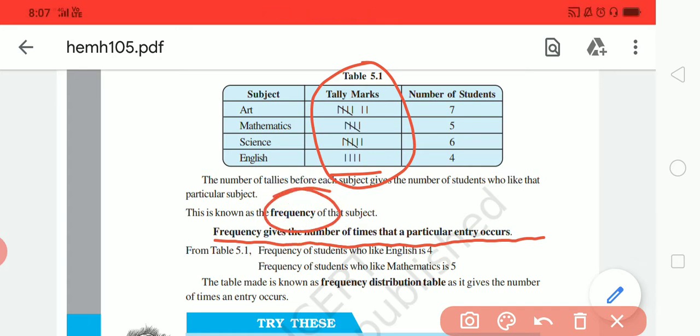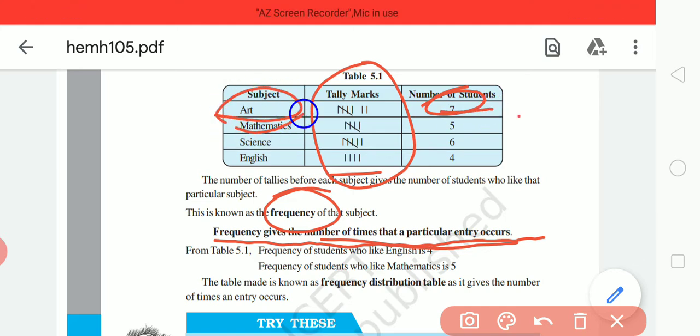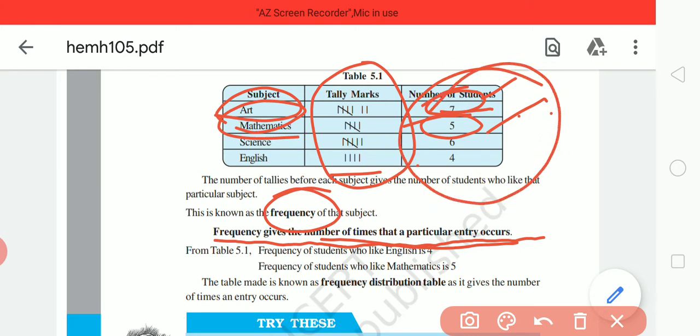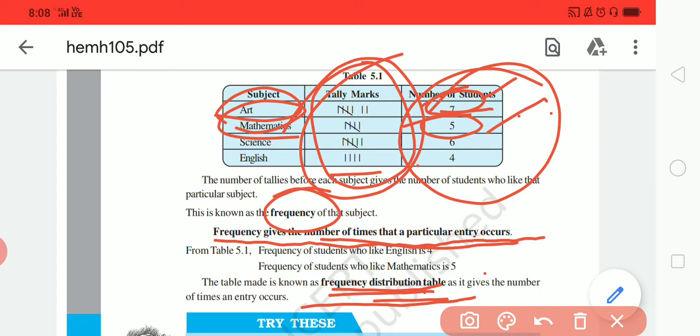Sometimes it is asked in the objective questions also, what is the frequency? Frequency gives the number of times a particular entry repeats. It means how many times the 7 repeats, how many students have art, 7 students have; how many students have maths, 5 students have. So this is the repetition, and this is called frequency. And this frequency distribution table we can make through the tally marks.